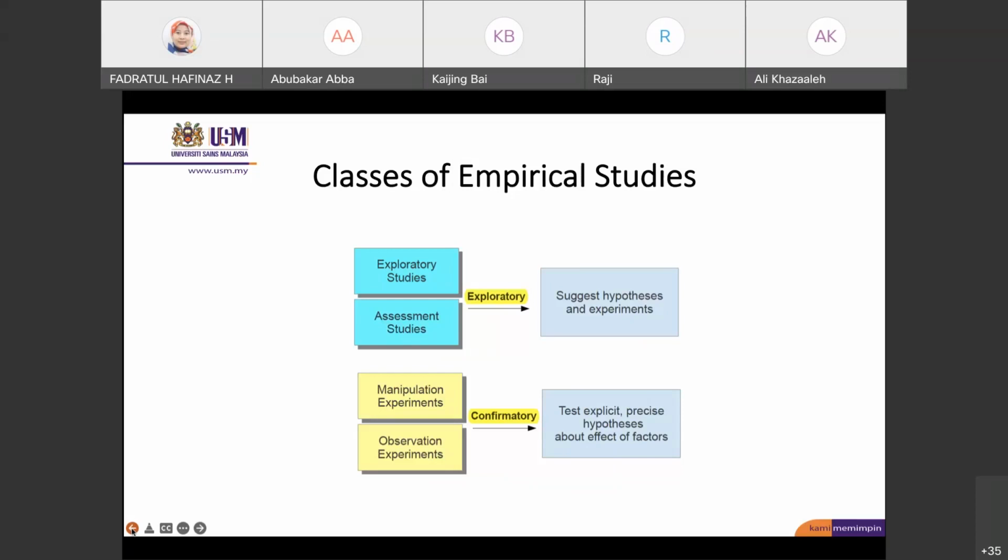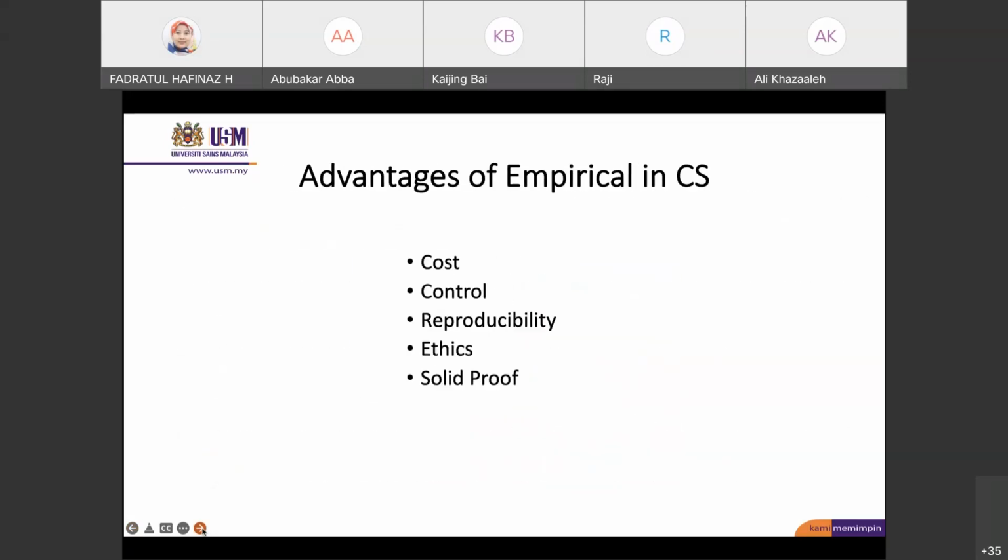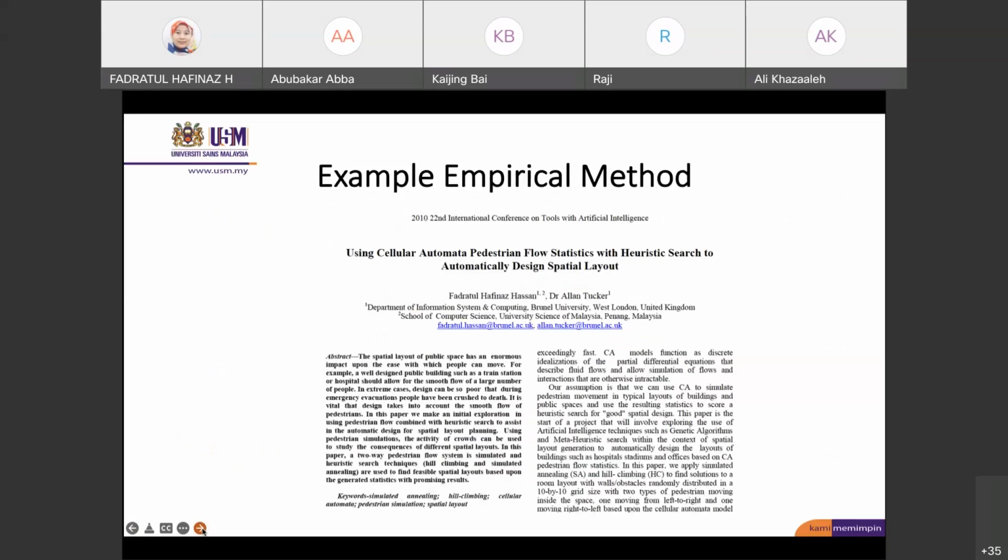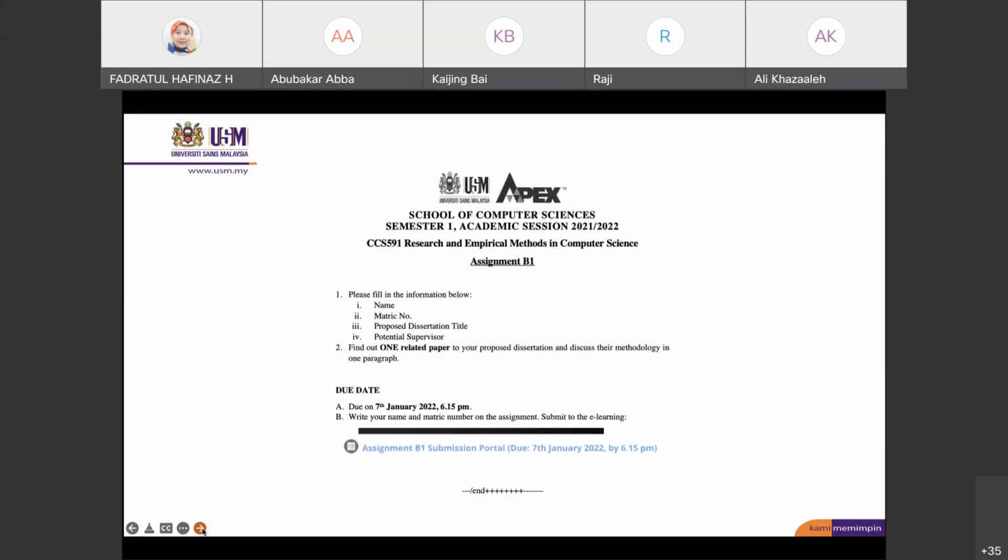Okay, if there is no more question, let me release the first assignment, B1, yeah? Okay, it's a simple one. For the first assignment, there are two parts. The first part, you just give your name, your metric number, your proposed dissertation title. This B1 assignment is only for the mixed mode student, yeah, and your potential supervisor.